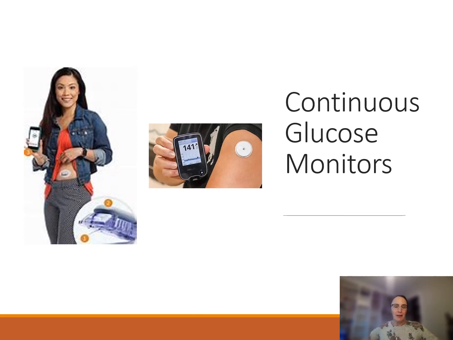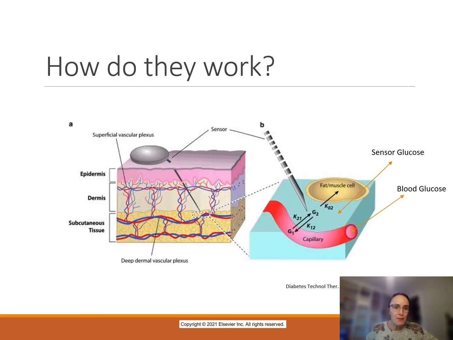Okay, I know this is getting long, but we're going to talk about continuous glucose monitors. So how do they work? For those of you that don't know, a continuous glucose monitor is essentially a device that is worn on the skin and is inserted with a needle. The needle comes out and a little teeny catheter is left under the skin.